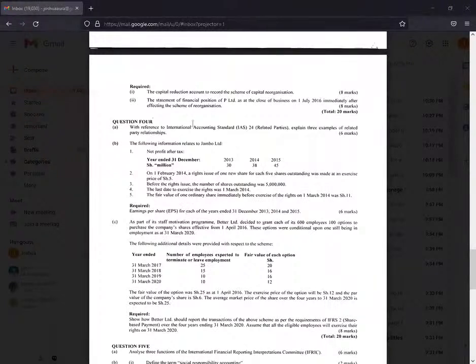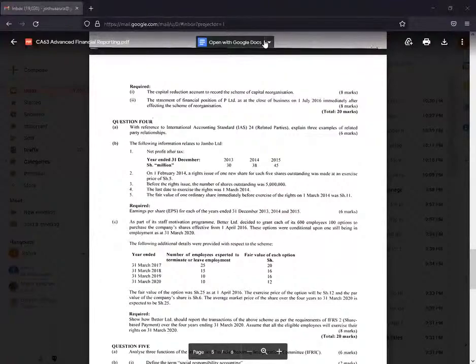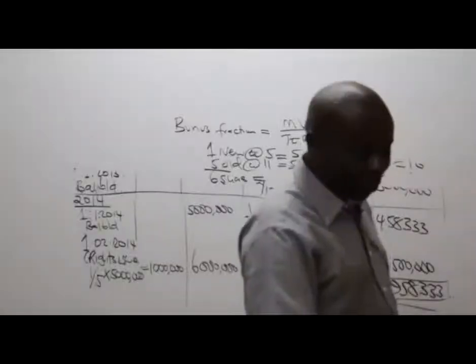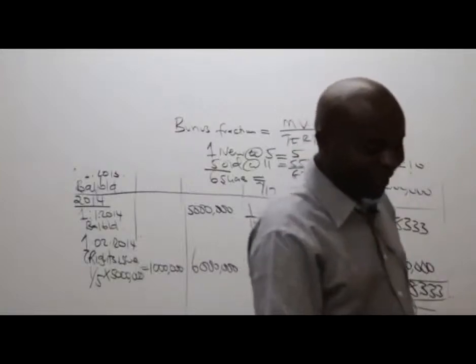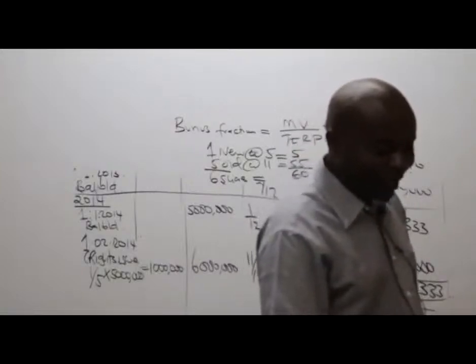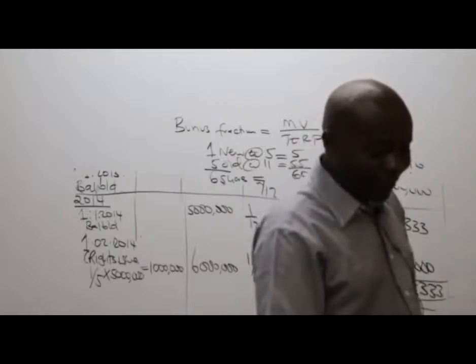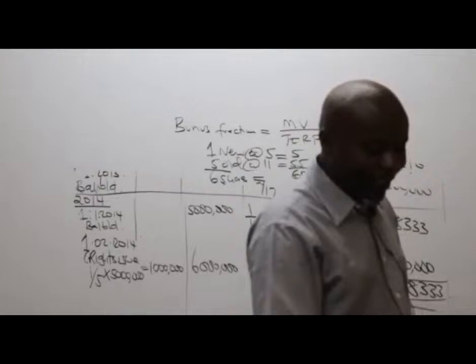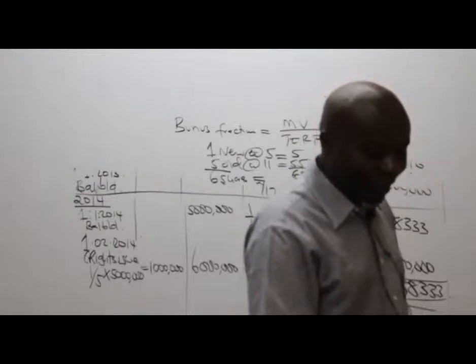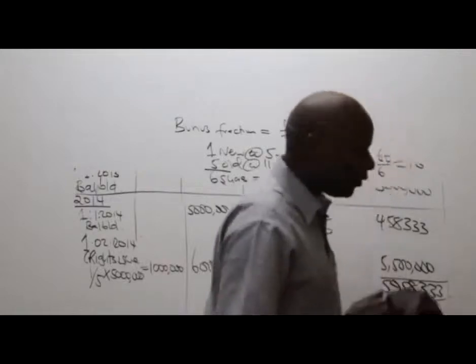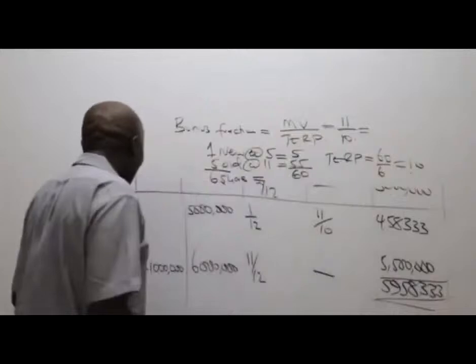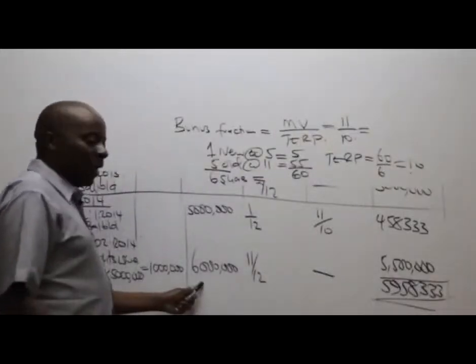Who can give me the one-offs of 2015? Yeah, so many of you are saying 6 million, isn't it? It's 6 million. Because for 2015, when I bring my balance brought forward, it will be 6 million.